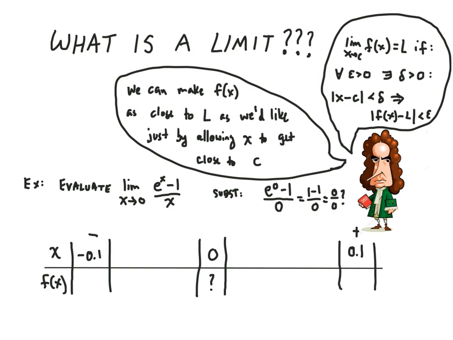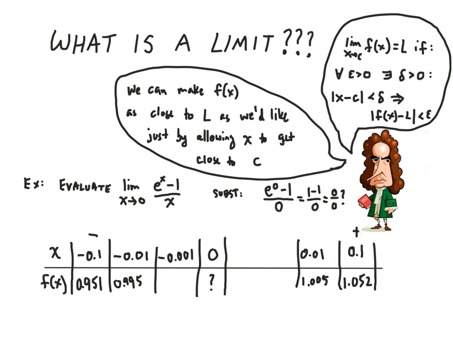When I plug these values into the function, e to the x minus 1 divided by x, using a calculator, I find values of 0.951 and 1.052. That's a nice place to start. Now I'll look at getting a little closer, both from the left and the right. So I'll look at values like negative 100th and positive 100th. When I plug in negative 100th, I get 0.995, and positive 100th gives me 1.005.